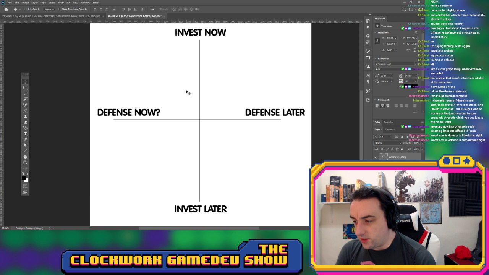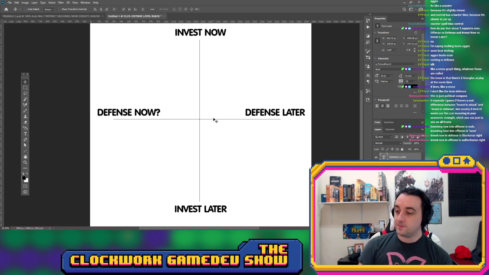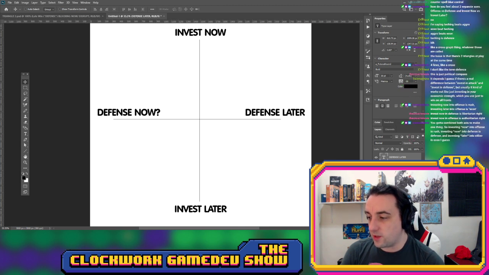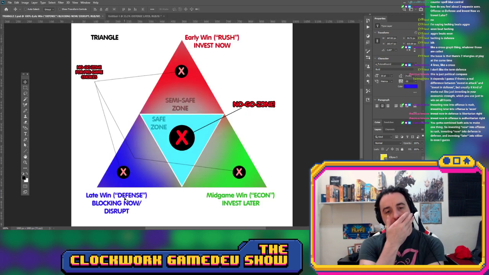Marcus says, this is the political compass. Invest now is libertarian right. Invest now is offense is authoritarian right. Hair Machine says, it depends, I guess, on if there's a real difference between invest in attack and invest in defense, but usually it works out like just investing in your economic strength that you use to win on all fronts. Yeah.